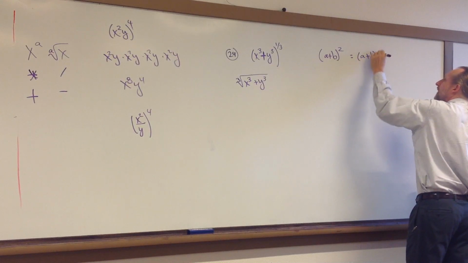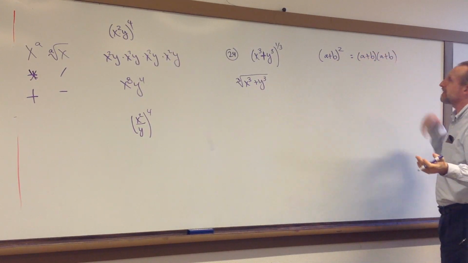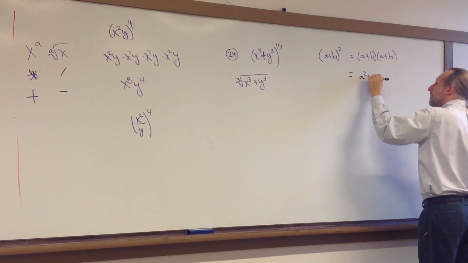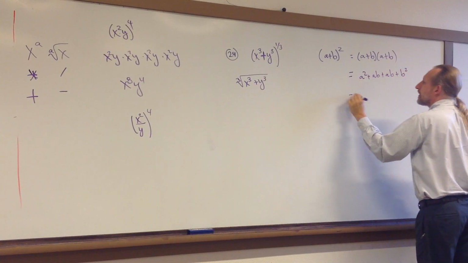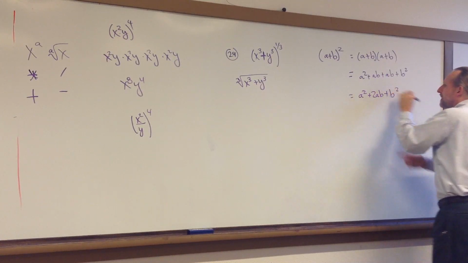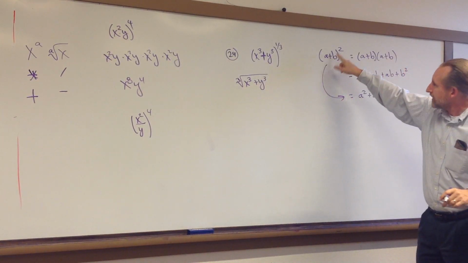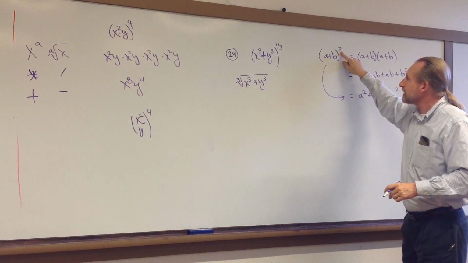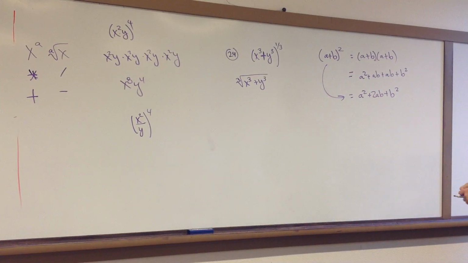A plus b squared means a plus b times a plus b, right? A plus b times itself. Now we distribute: a squared plus ab plus ab plus b squared. And there it is. That's what a plus b squared is, not just a squared plus b squared. Okay? And so you can't distribute this exponent across that addition. You actually have to do the multiplication.